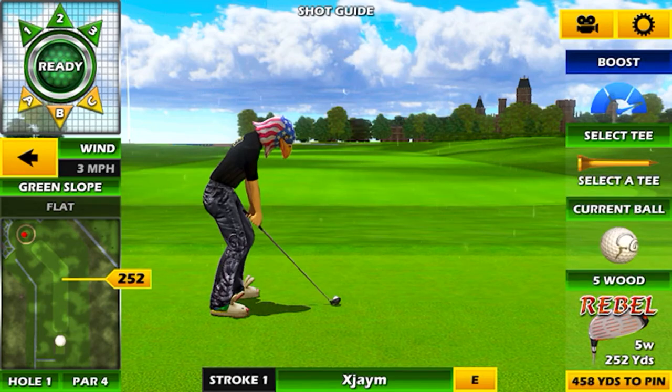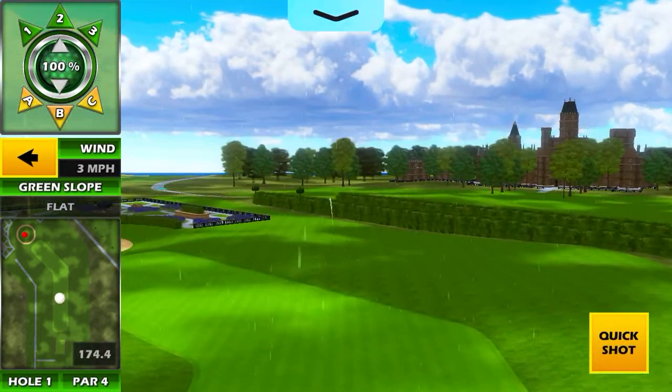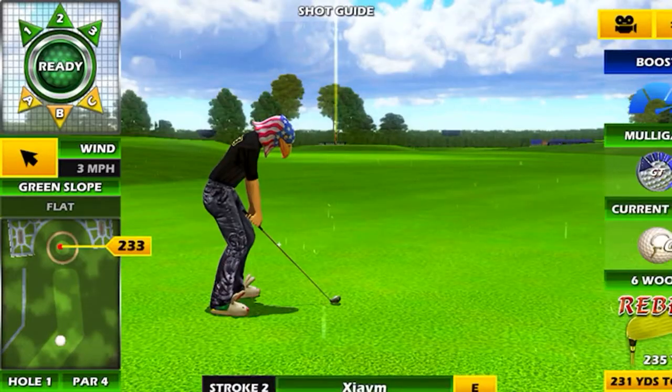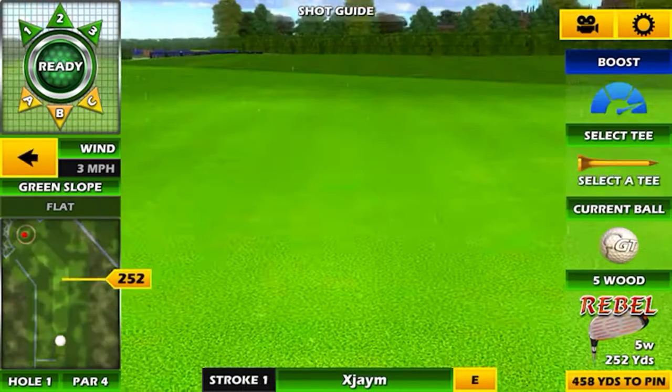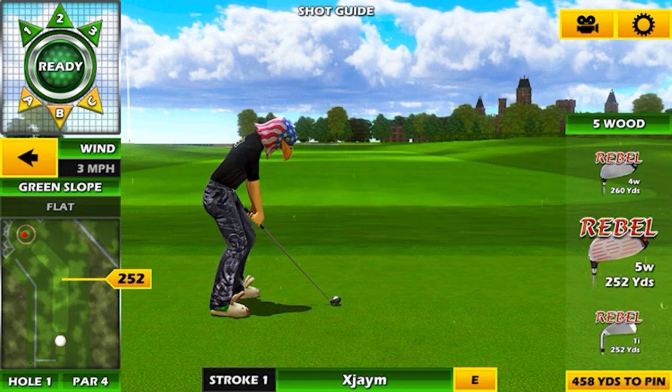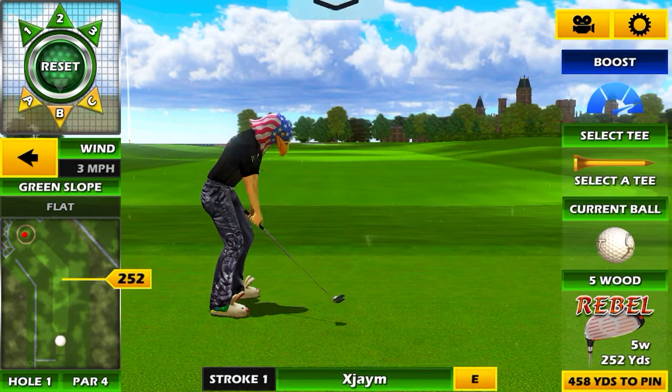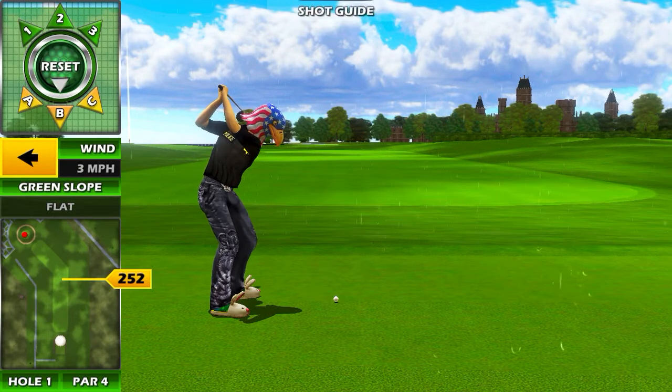Let's try the 5 wood. Okay, let's go to the 6 wood then. We need to lose 11 yards from the 5 wood. We'll just take 4% off then. Something like that.